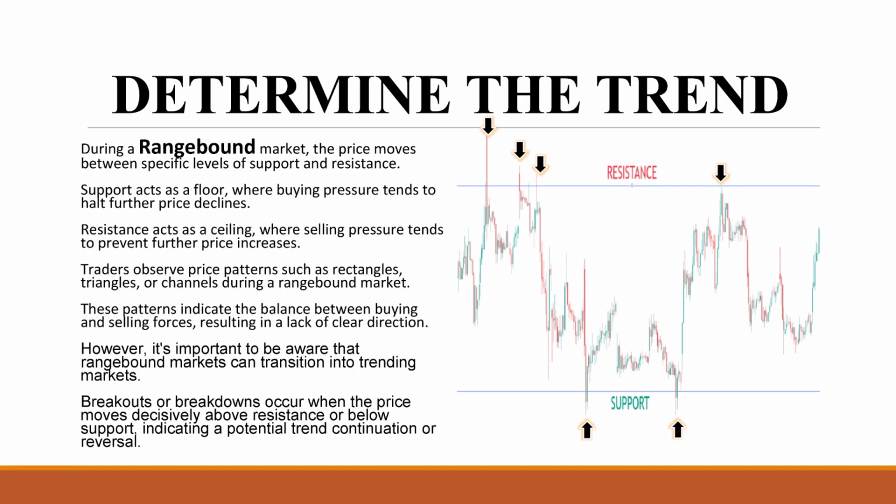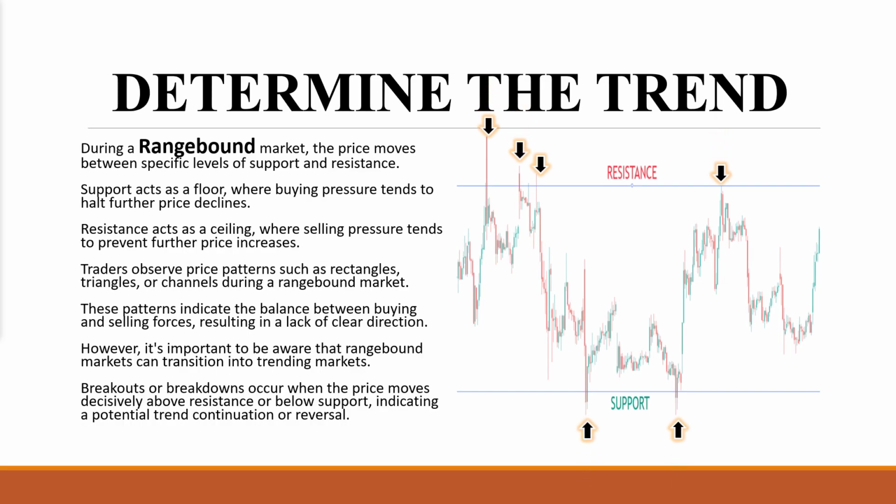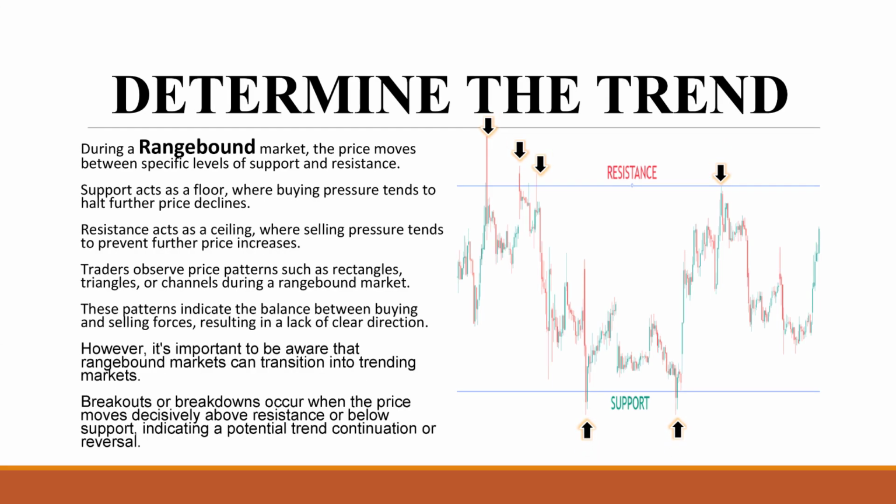During a range-bound market, the price oscillates between definite levels of support and resistance. Support is the lower boundary where buying pressure tends to prevent the price from declining further. Resistance is the upper boundary where selling pressure tends to prevent the price from rising further.